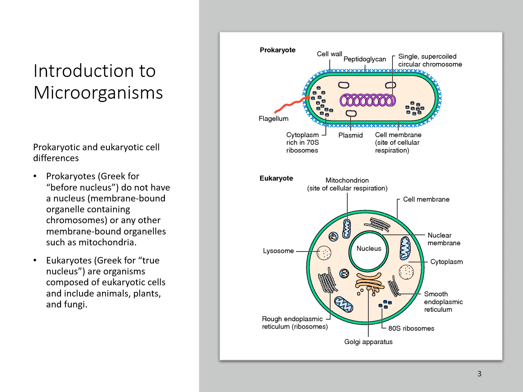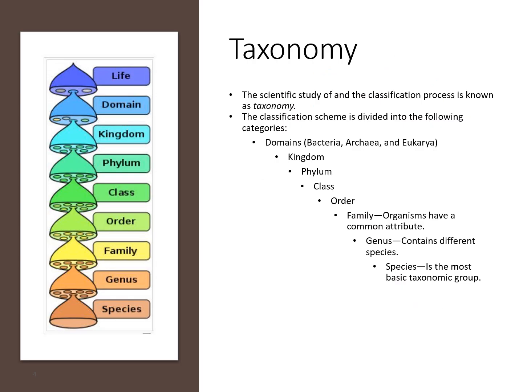Microorganisms can be divided into prokaryotes, which are organisms that do not contain a nucleus or any other membrane-bound organelles such as mitochondria, or they can be divided into eukaryotes, which do have a nucleus within the cell. Taxonomy is the scientific study of classification. So any organism can fall into this classification scheme, which is divided into different categories.